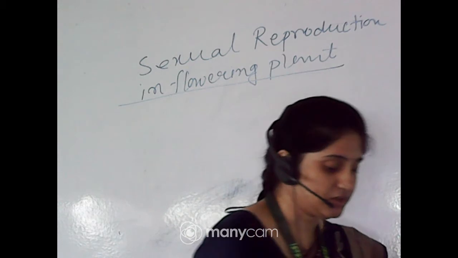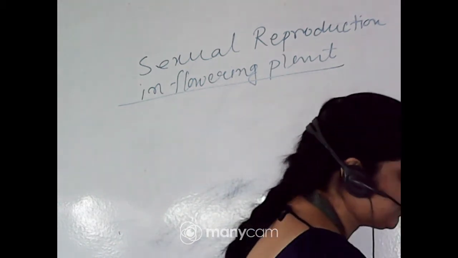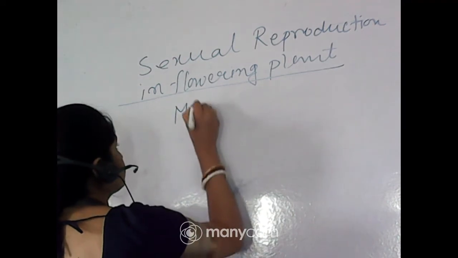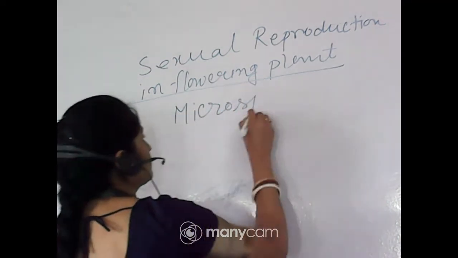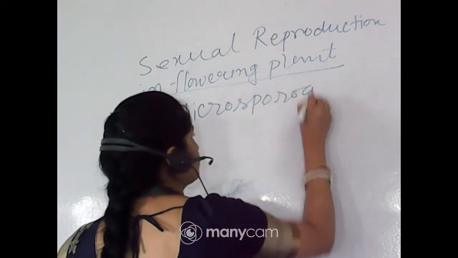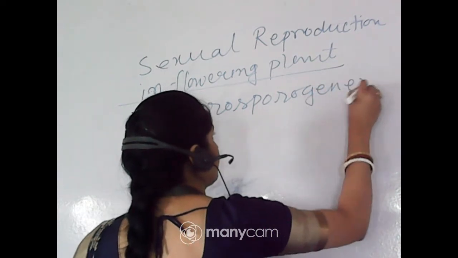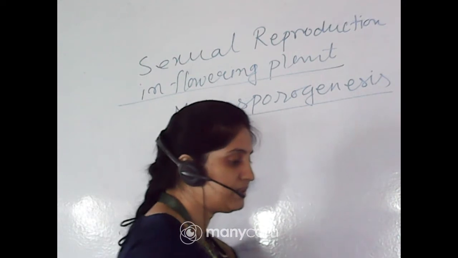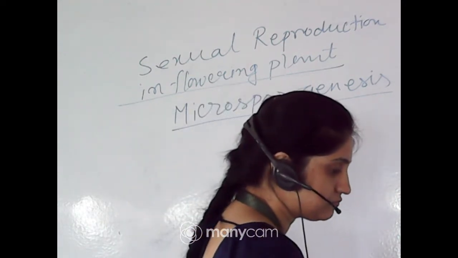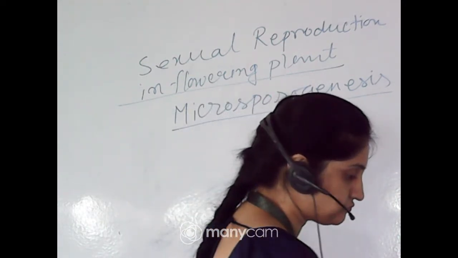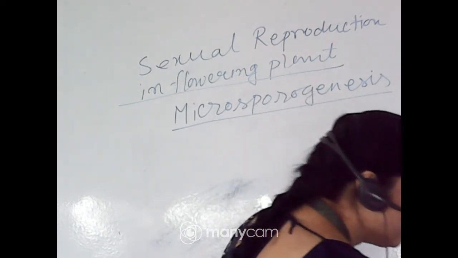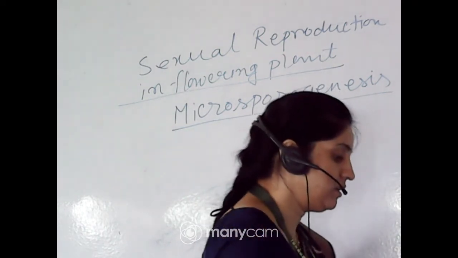This process is known as microsporogenesis. So what is microsporogenesis? Microsporogenesis is the process of formation of microspore from the pollen mother cell through meiosis.